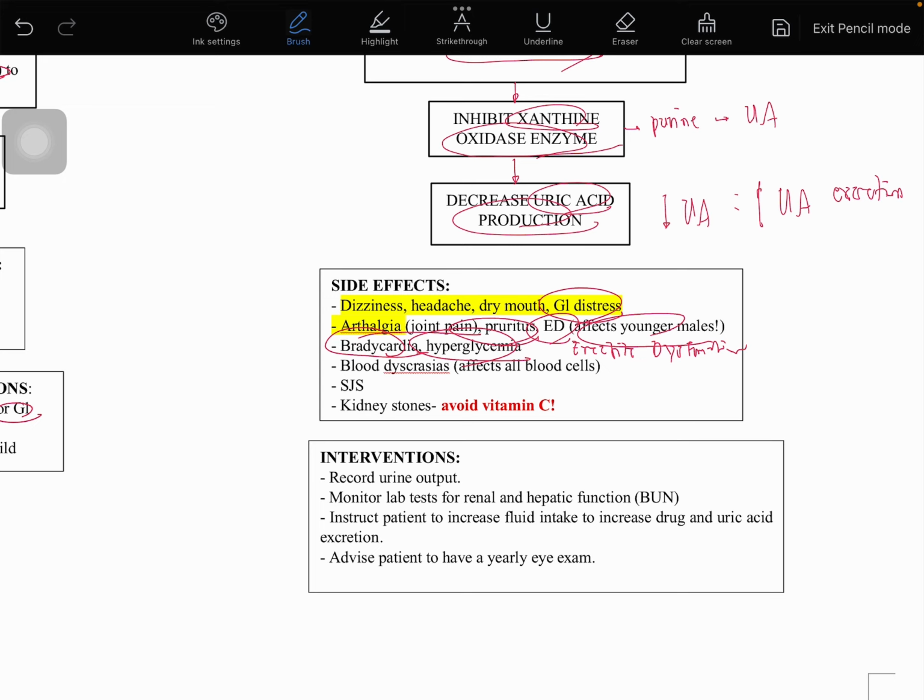And aside from that one, also it can result to blood dyscrasia because it affects all your blood cells. And of course, we have your SJS, that is your Stevens-Johnson syndrome. Stevens-Johnson, I'm so sorry, si Sir Steve tuloy na sabi ko, no? Stevens-Johnson syndrome natin. So, you have to search kung anong Stevens-Johnson syndrome natin. And of course, it will also result to what? Kidney stones. Okay, bakit sir?